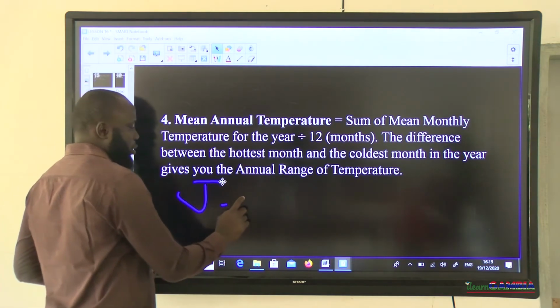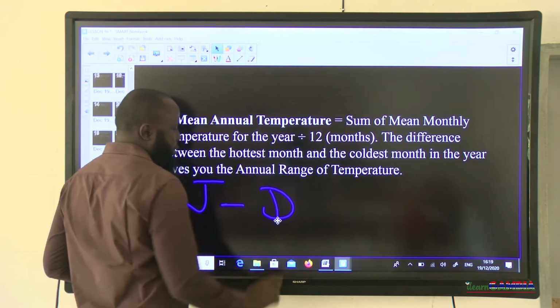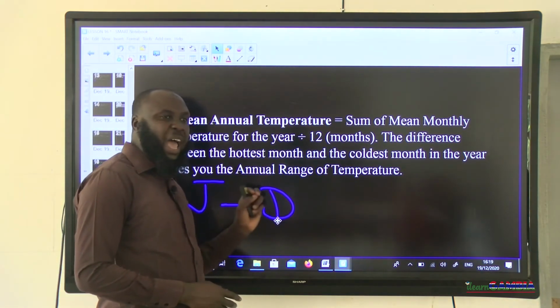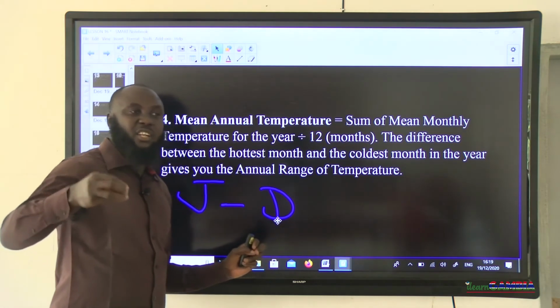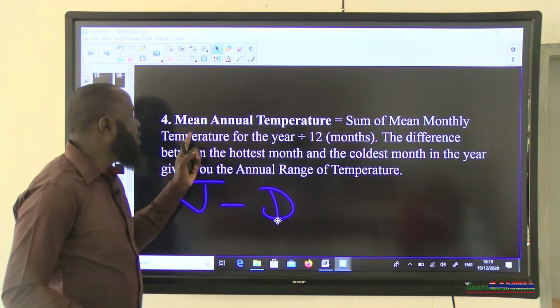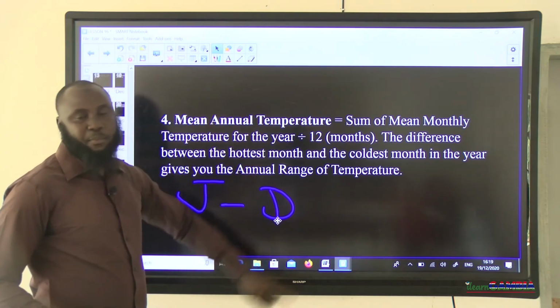January to December. We add everything together and divide it by 12. Why are we dividing by 12? Because there are 12 months in the year. So we divide it by 12. That is going to give us the mean annual temperature.